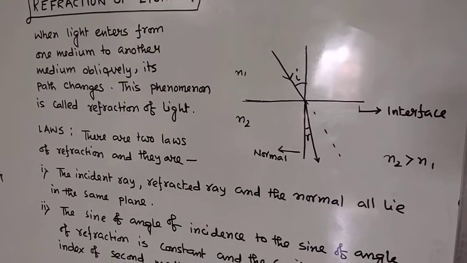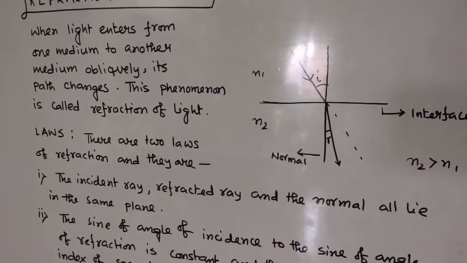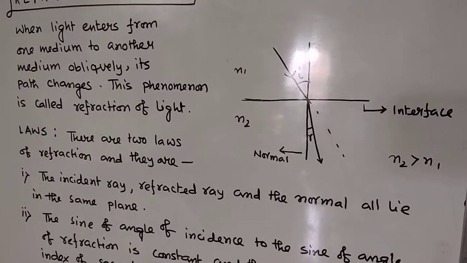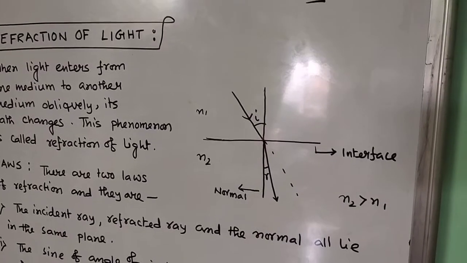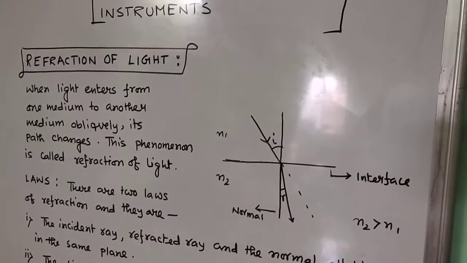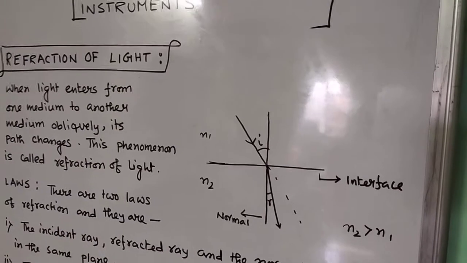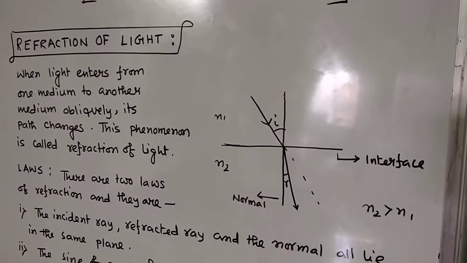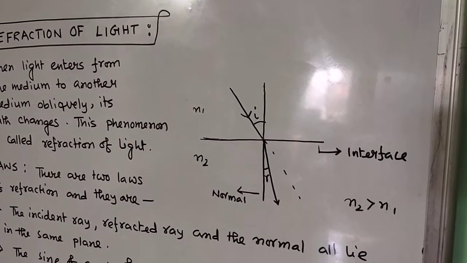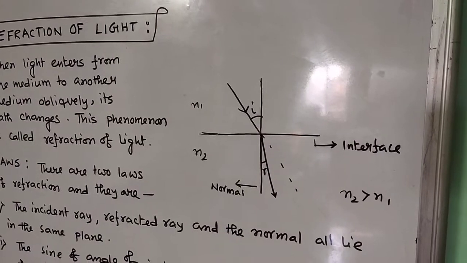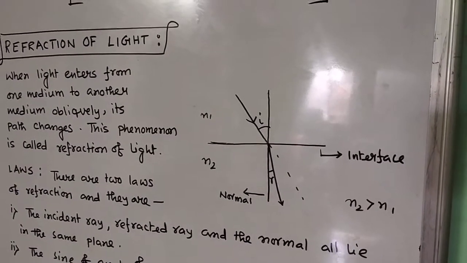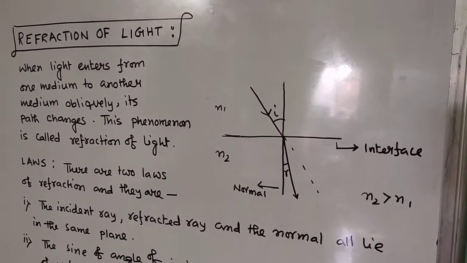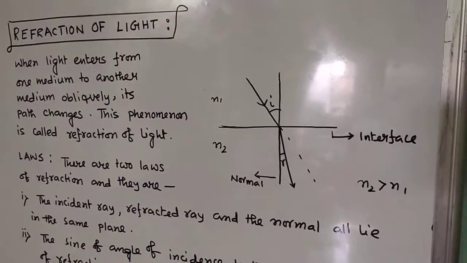Now there are laws related with the refraction. I think there are two laws basically. Number one law, the incident ray, refracted ray, and the normal all lie in the same plane. So the ray which strikes at the interface is known as incident ray. It makes an angle I with the normal, that is your angle of incidence. And the ray which changes the direction of movement when it moves from one medium to another medium is known as refracted ray, and it makes an angle R with the normal. So the incident ray, the refracted ray, and the normal all lie in the same plane. So this is your first law.